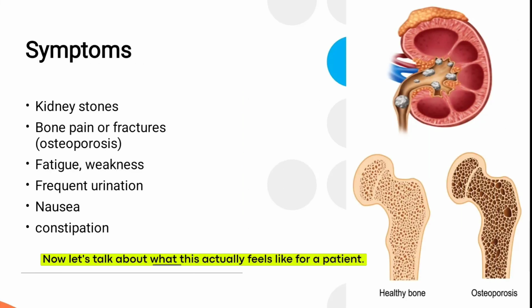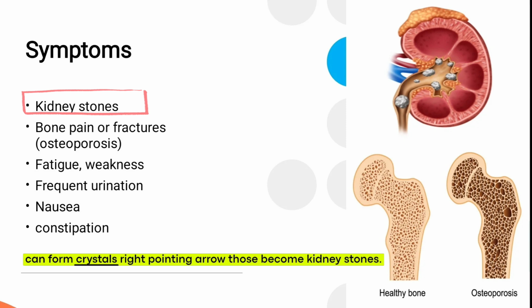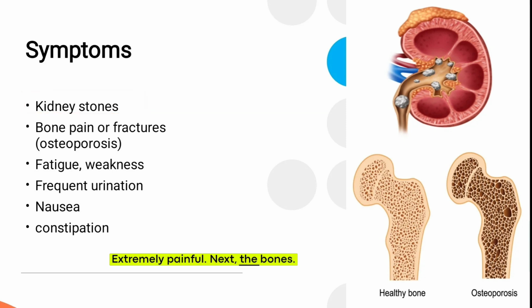Now let's talk about what this actually feels like for a patient. When calcium gets too high in the blood, because of all that extra PTH, it starts affecting multiple organs. First, the kidneys. Too much calcium can form crystals, those become kidney stones. Extremely painful.